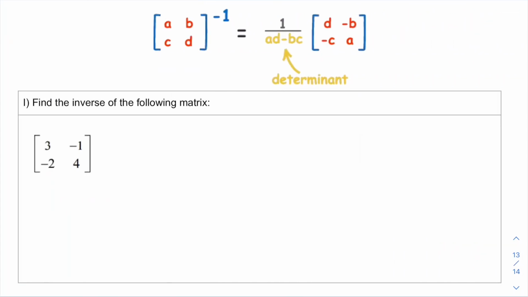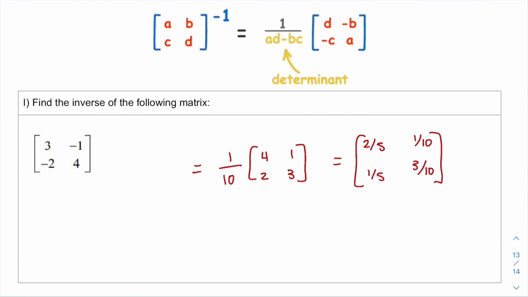All right. Last up, I want you to try this one on your own, and then I will go through and show you the answer. So find the inverse by finding the determinant, moving stuff around. All right, so as you worked your way through this problem, you would have ended up with 1 over 10 times 4, 1, 2, 3. So the final inverse in that example would be 2/5, 1 over 10, 1 over 5, and 3 over 10.